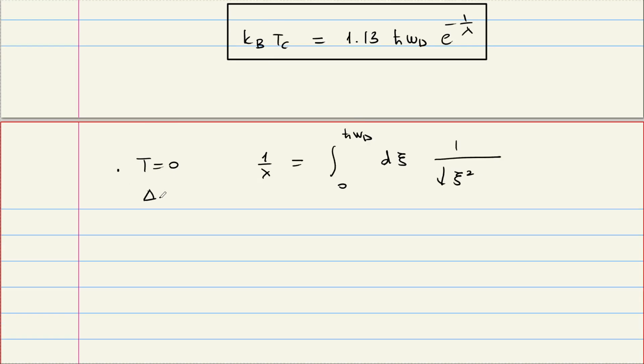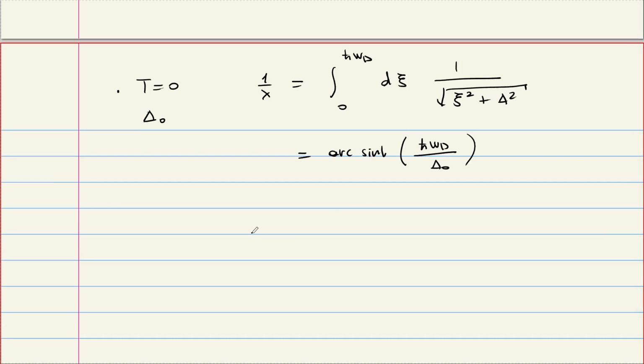And at T equal to 0, we have the maximum value of the gap, which I call delta 0. So this is psi squared plus delta squared, and this integral can be taken. Mathematica gave me something like arc hyperbolic sine of h bar omega_D over delta 0. I also did the dimensionless integral, and at the end I have something like delta 0 is equal to h bar omega_D over sine hyperbolic 1 over lambda, and it is approximately h bar omega_D times 2, because sine is e to the x minus e to the minus x over 2, and so this is e to the minus 1 over lambda.